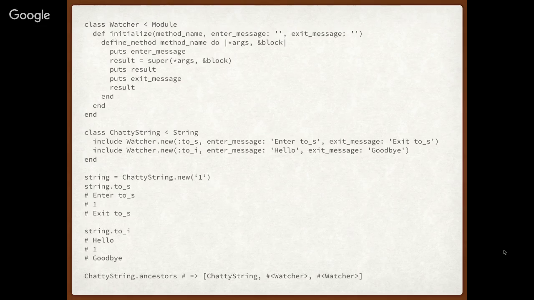So let me ask this. In your initialize, you're naming the method name as the first variable, that's to_s or to_i. Message is a named parameter, exit message is a named parameter that you've included in your new. Block in this case is nil. Is that right? Because there's no block being passed in. Yeah, when I call string to_s, I'm not giving it a block.